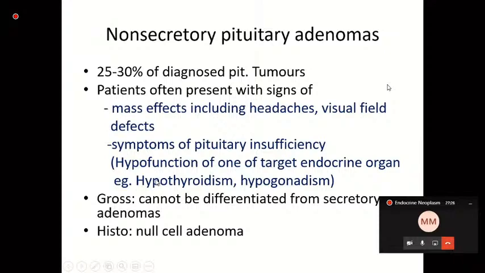Why is there a visual defect? Because it compresses the optic chiasma. There can also be hypofunction of target endocrine organs, like hypothyroidism and hypogonadism. Sometimes the adenoma grows and compresses the other cells in the pituitary gland, so the patient can manifest hypofunction.